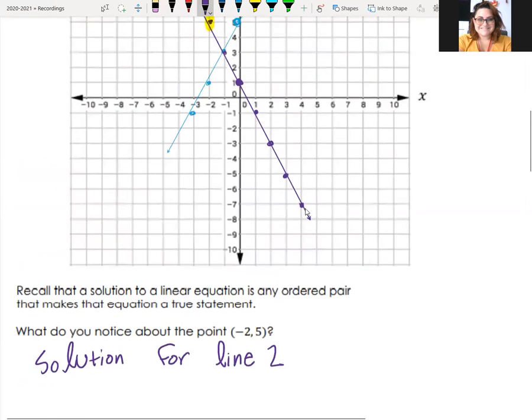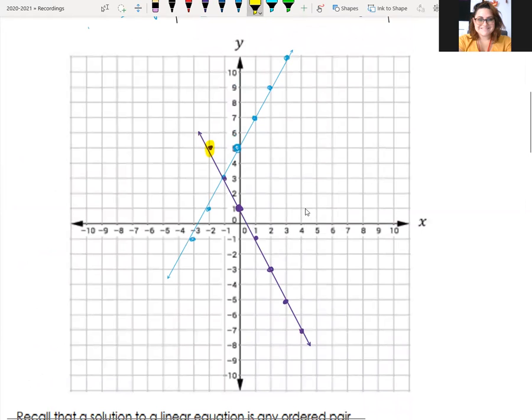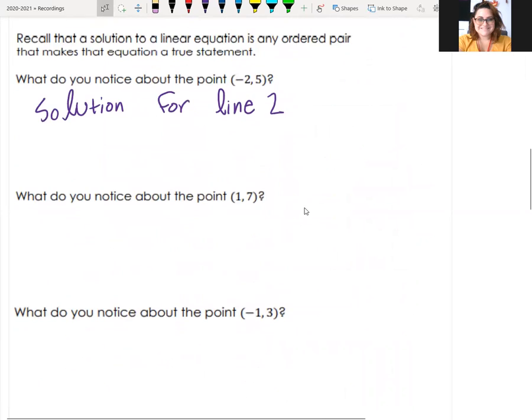What do we notice about the point 1, 7? I go over 1, I go up 7. That's a solution for my blue line, which is line 1.